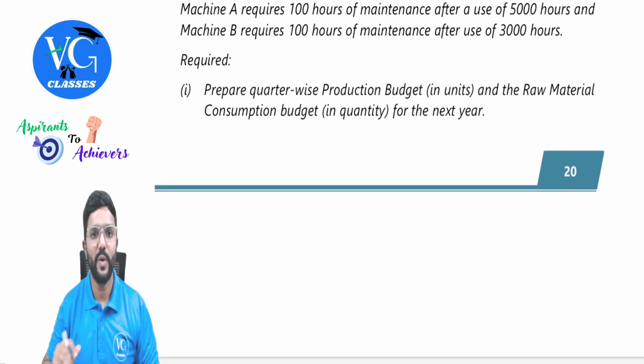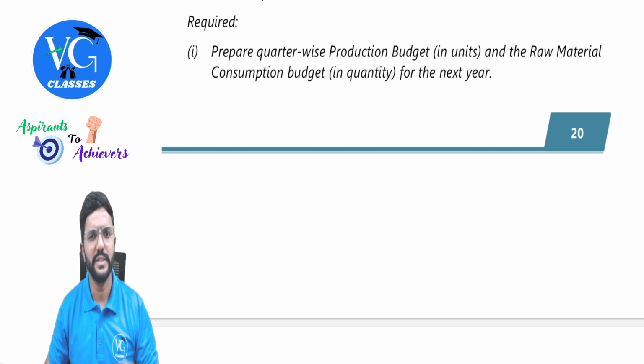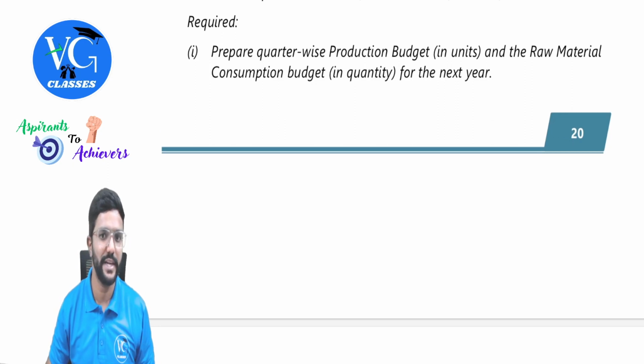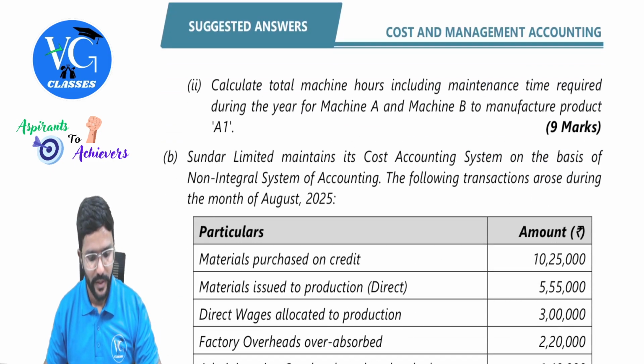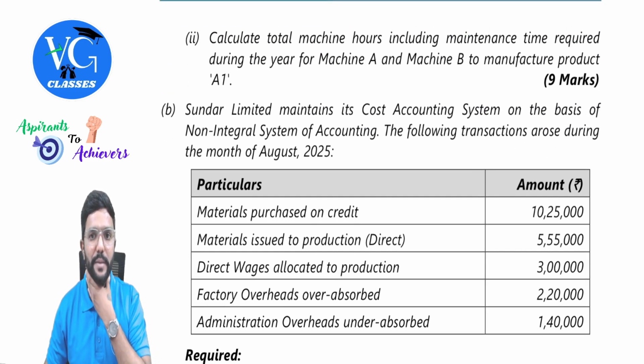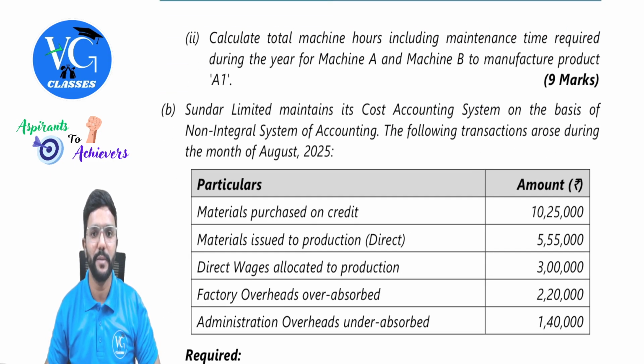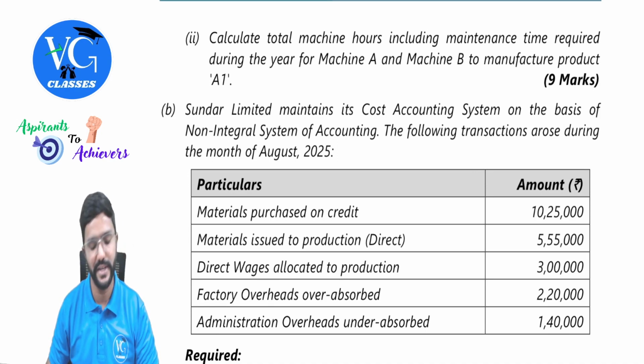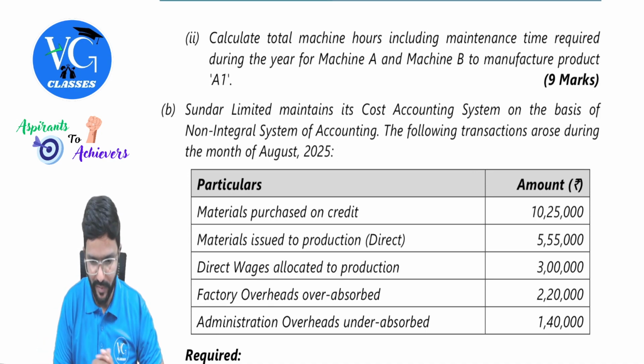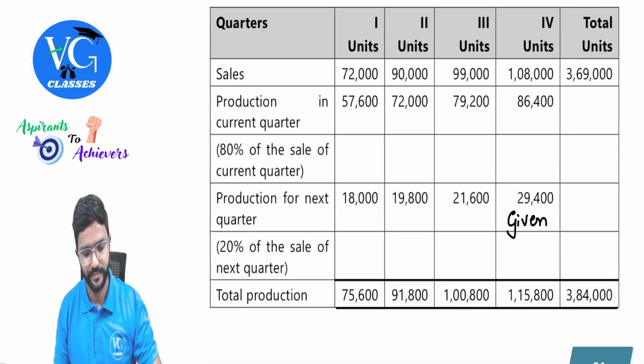Required, we already read it. Once again, I will read it. Prepare quarter-wise production budget in units and raw materials consumption budget in quantity for the next year. Calculate the total machine hours including maintenance time required during the year for machine A and machine B to manufacture the product A1. Fine. We'll see the solution.